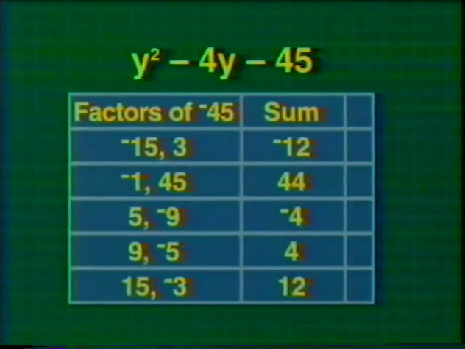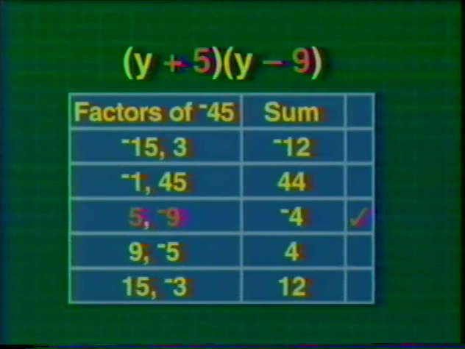Again, I look at the integers in the expression and see that I have to find factors of negative 45 that have a sum of negative 4. And I see from the table that the factors which meet these requirements are 5 and negative 9. Therefore, the 2 factors of this trinomial are y plus 5 and y minus 9.